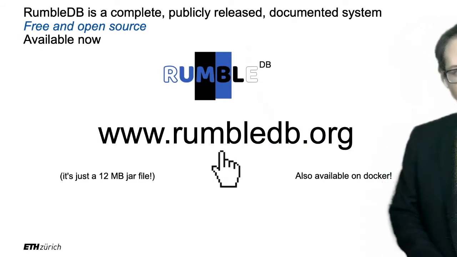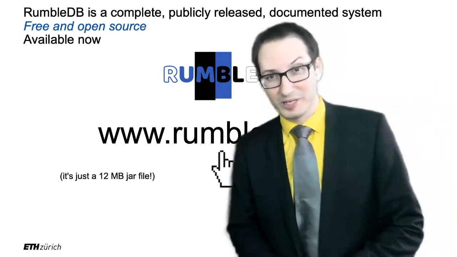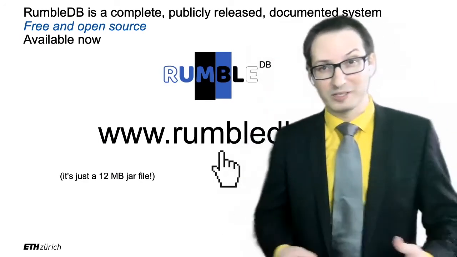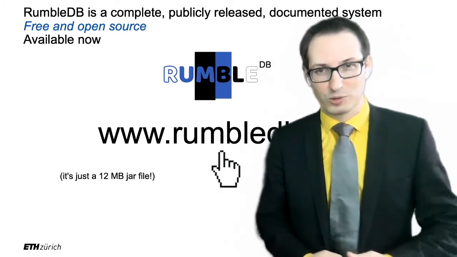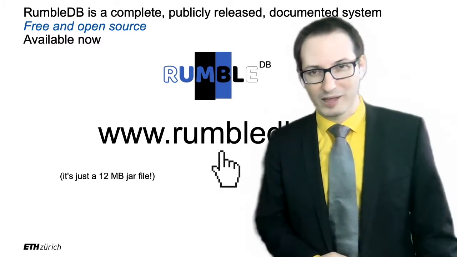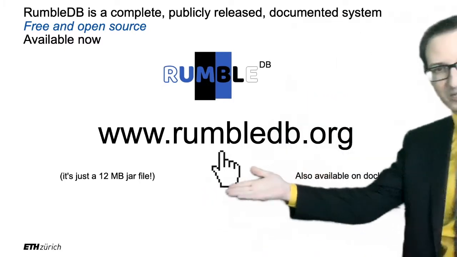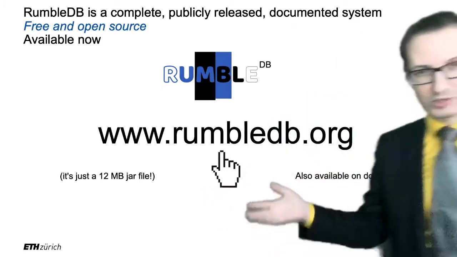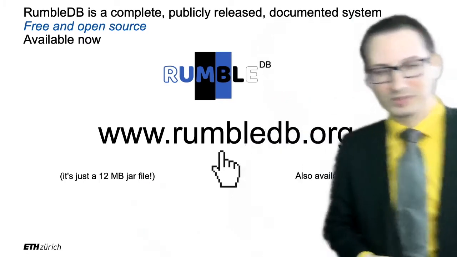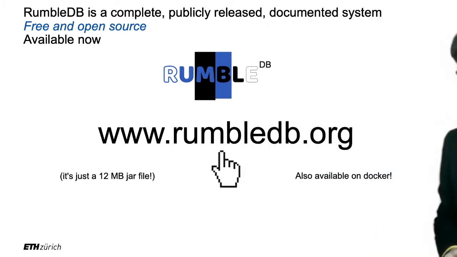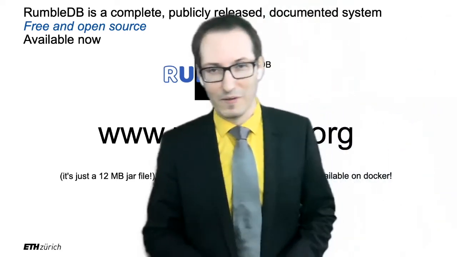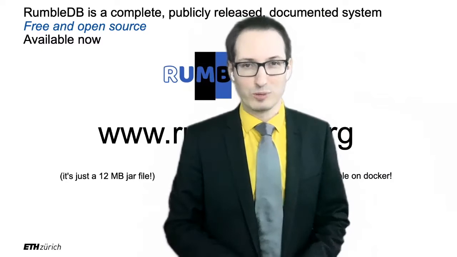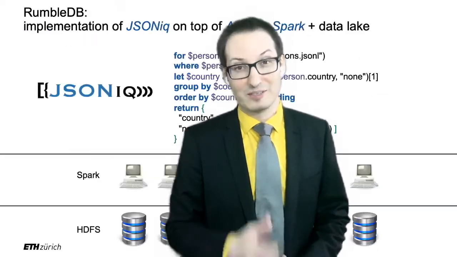So the first thing I would like to say is that RumbleDB is complete. It's publicly released, it's documented, it's free, it's open source, and it's available now. And in today's tutorial, we'll be able to try it out together. So you can actually, even while I speak, go to rumbledb.org. It's just a 12 megabyte jar that you can download. And you will also find in the documentation that all you need in addition to this is a Spark tar file that you can also unzip on your file system.